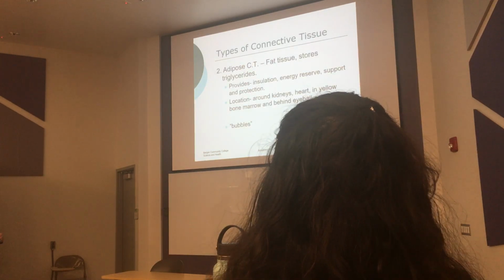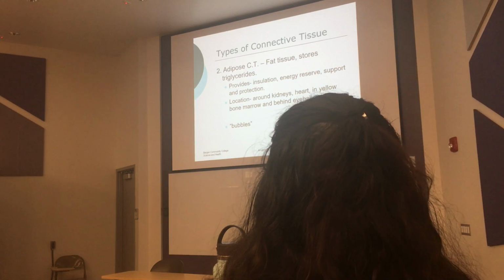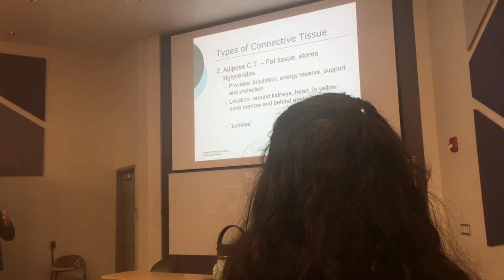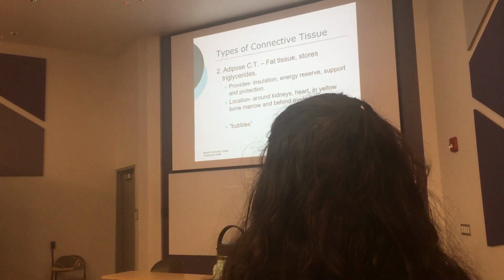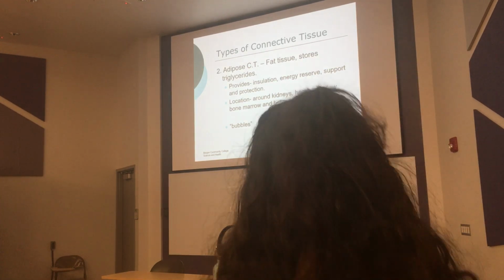Adipose tissue, these are fat cells. It's where we store our triglycerides. This is going to provide insulation, like around organs, like renal adipose. You have it around the heart, and you have it in the skin. So it's going to insulate and protect our body. It's also going to give us some support, and we can use it as an energy reserve, because we can break down fat and make ATP from that. We do it in a process called beta oxidation.